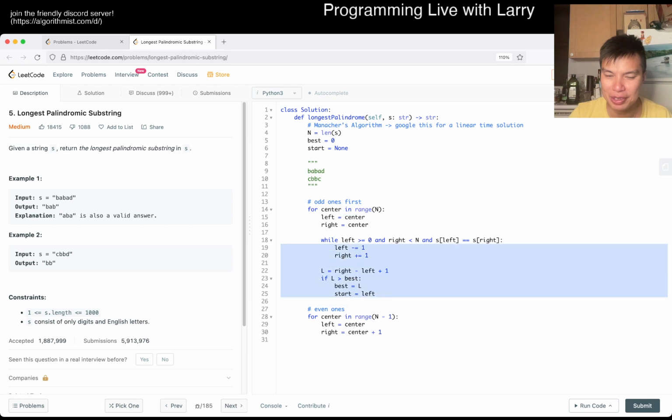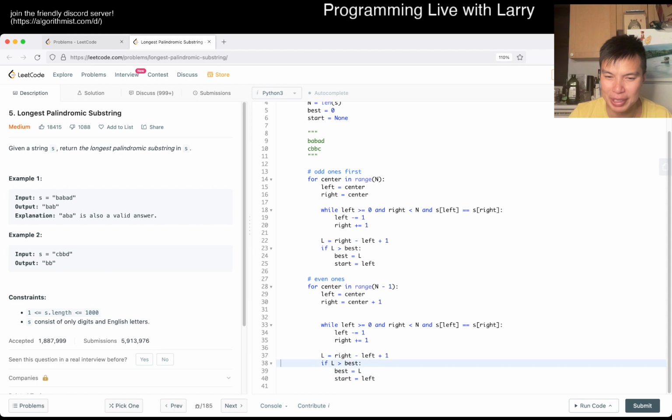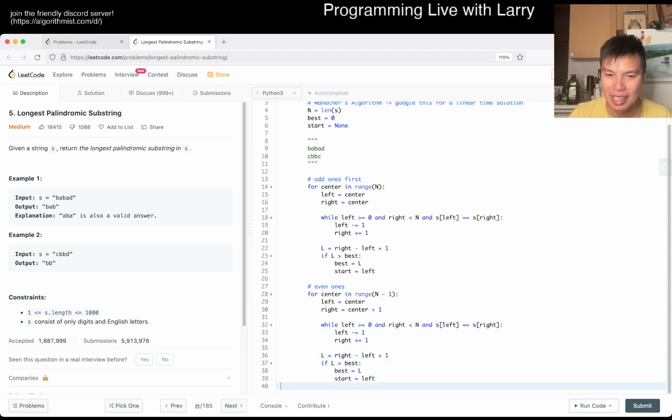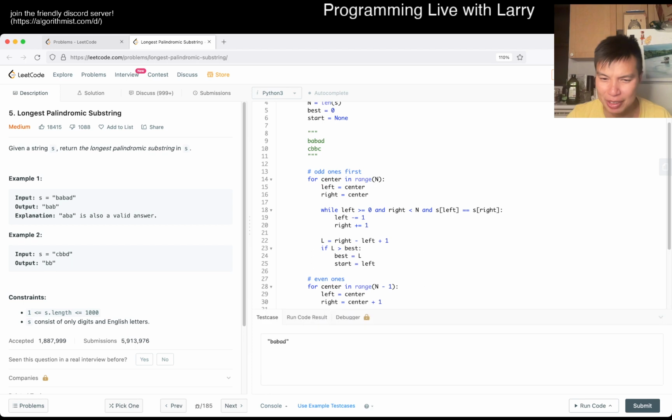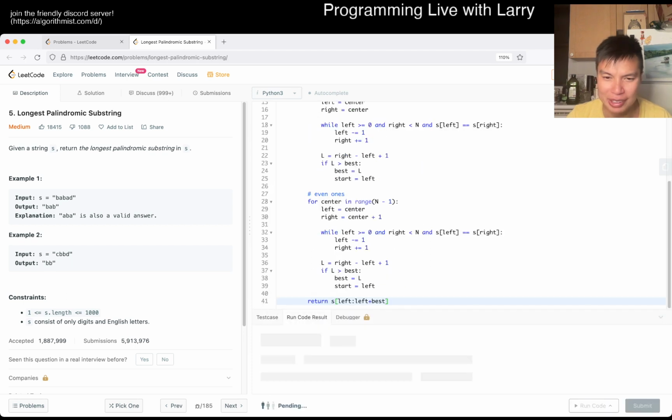Maybe we could do a little bit better with code duplication, but for now, I'm going to just do this. And then at the very end, we just return s from start to start plus best. I think that's right-ish. I'm bad at string things, so maybe that's off by 1, I don't know.